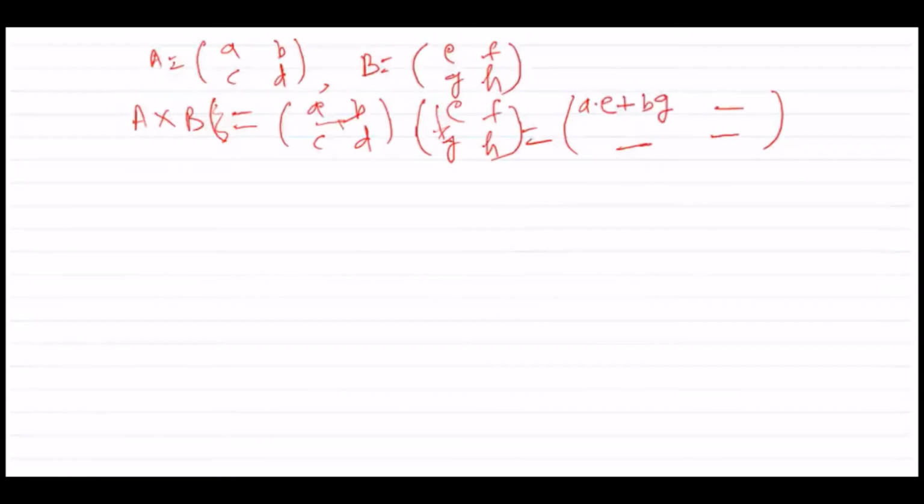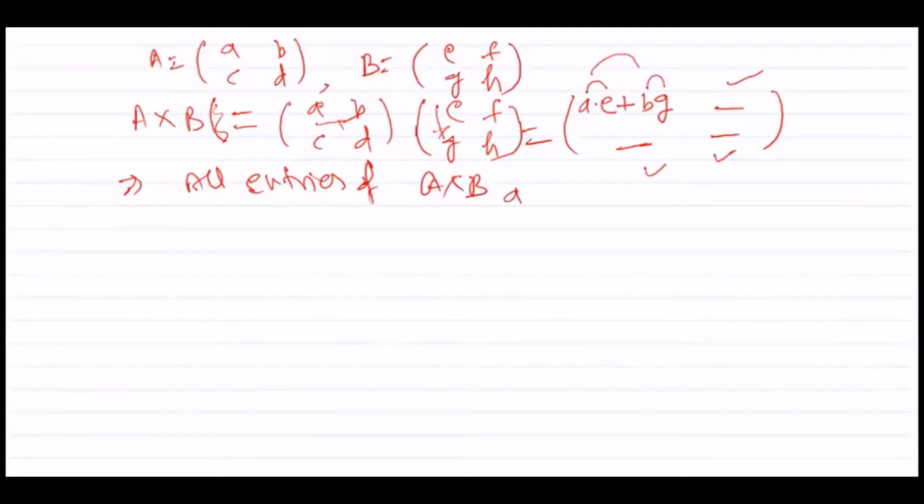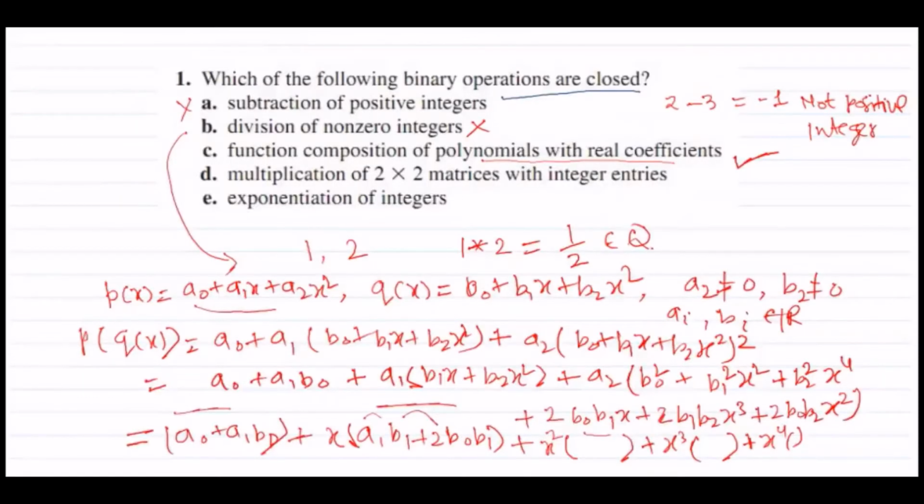So let us observe here. They are the product of two integers, a into e. Both are integers, so the product is also an integer. b into g is also an integer, and the sum is also an integer. Similarly, the other three entries will also be integers. Therefore, all entries of A times B are integers, and therefore the operation is closed. So this is also correct.